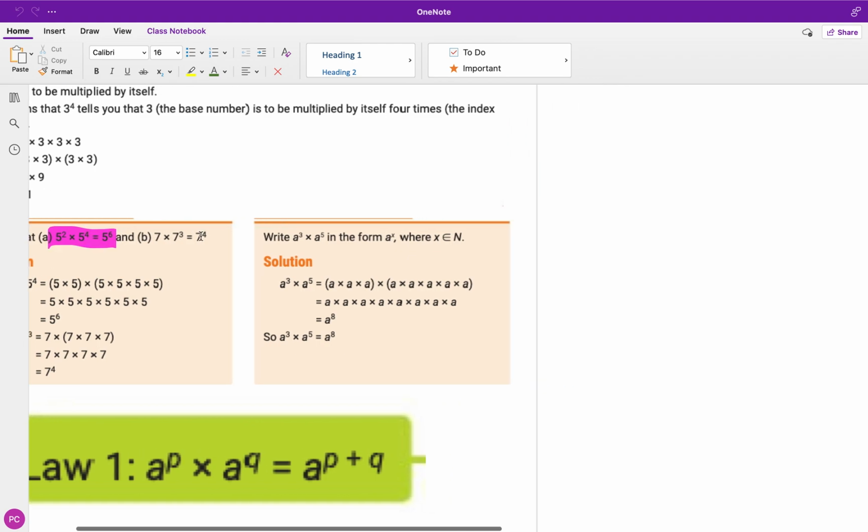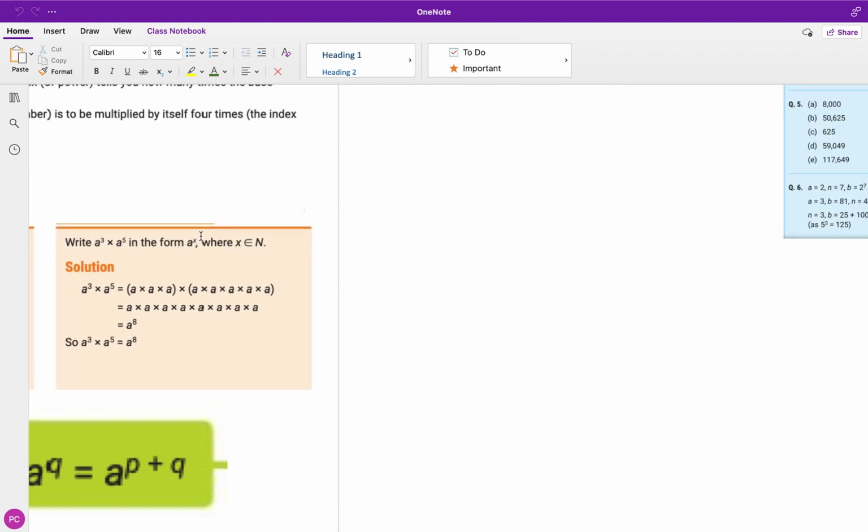Okay? So basically, let me break that down for you. If I have, say, 7 to the power of 9 multiplied by 7 to the power of 3, what I'm doing is I add the powers. So see the 9 and the 3, I add them together. So I get 7 to the power of 12. That's the first law of indices. So if I have a to the power of 11 multiplied by a to the power of 6, I'm going to add 11 and 6, and that's going to give me a to the power of 17. That's the first law of indices.